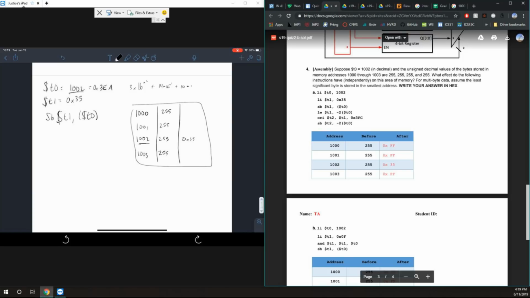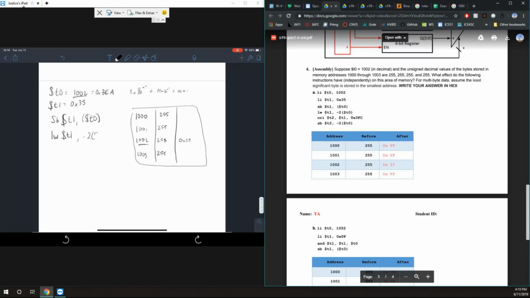The next instruction says load word into T1 from minus 2 T0. So if this is 1002, we go up to 1000, and into T1 we load 255. So T1 now equals 255. Does that make sense?